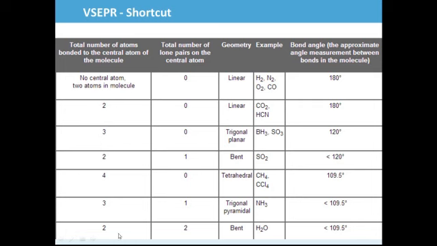If more than one does, that's okay, just highlight it. Go on to the next column, figure out how many lone pairs of electrons are on that central atom, and then you will be able to figure out the correct geometry for your molecule. We will be practicing that.